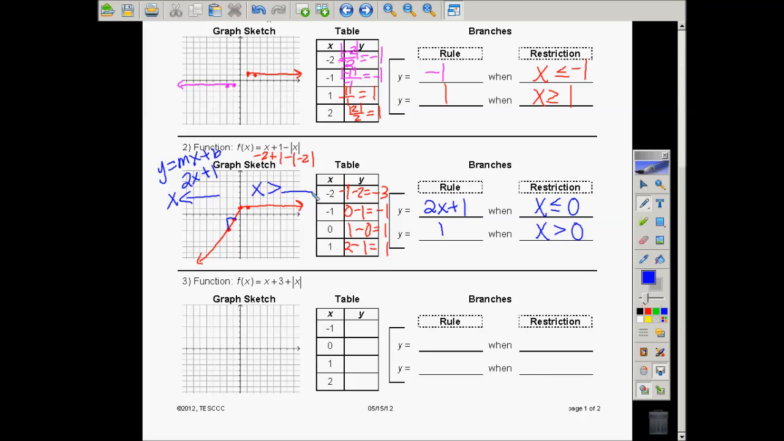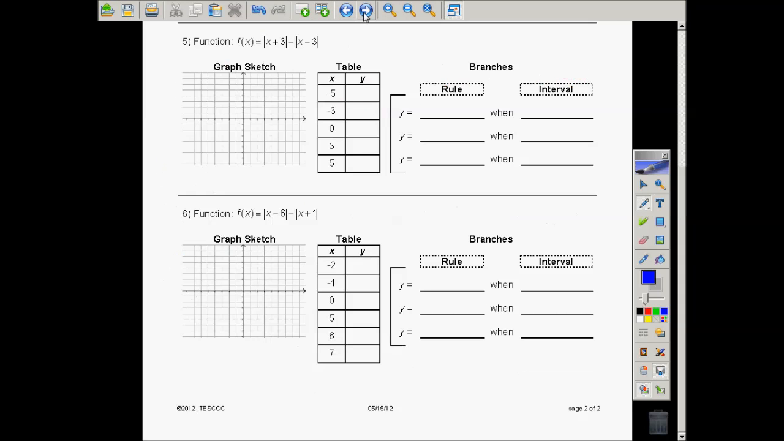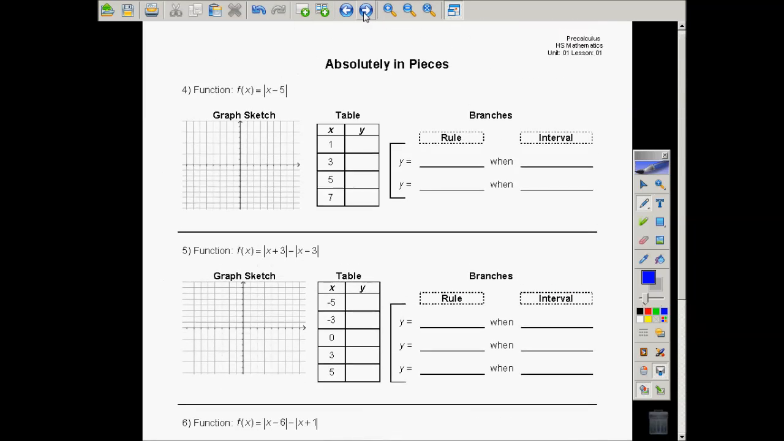Okay, you're going to do 3 for homework. Is there a backside? Yep, you're going to do 4 for homework. 3 through 4. And we're going to do 5 as a class, and then you're going to do 6 as homework.